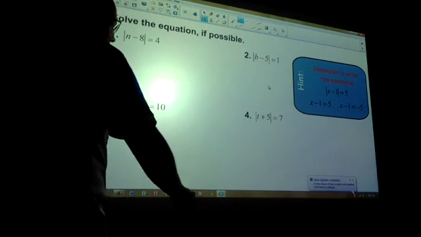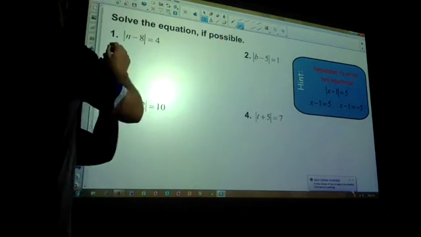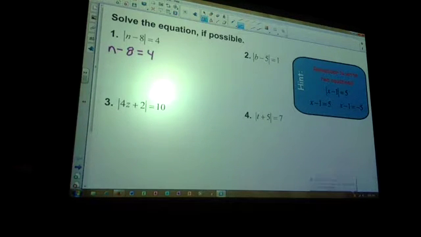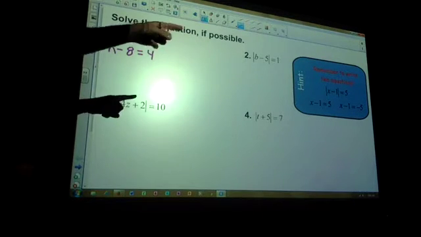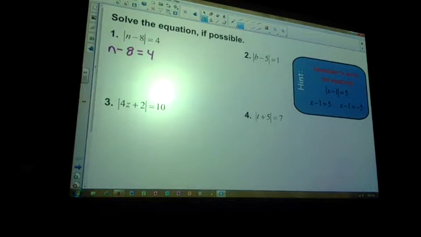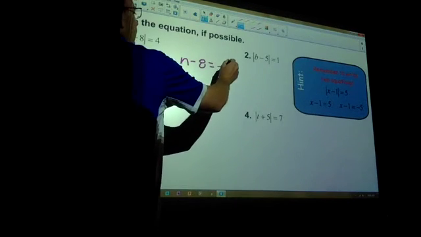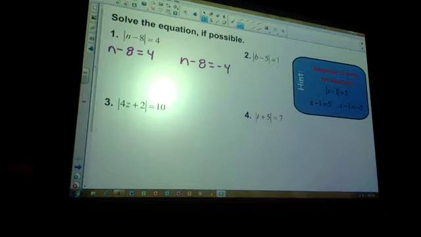So this first problem here would be n minus 8 equals 4 as one of our problems. What's the second problem? N plus 8 equals 4. No, look at the hint. N minus 8 equals negative 4. So take a look at the hint. So make the simpler of the sides opposite value. Okay, and then solve it.